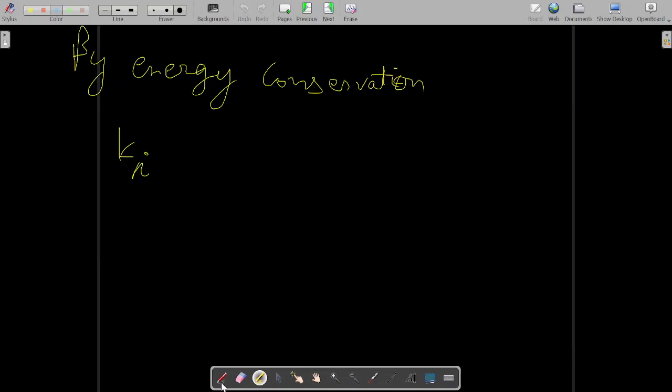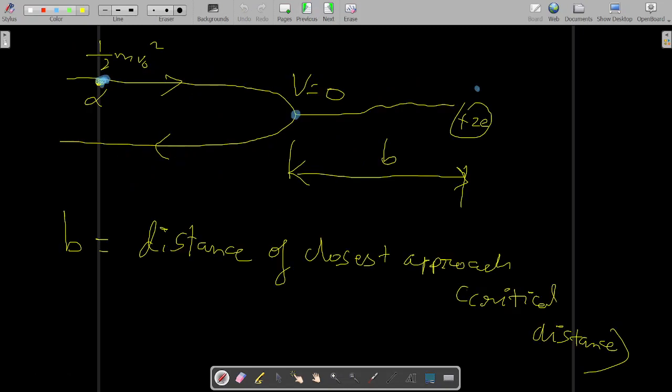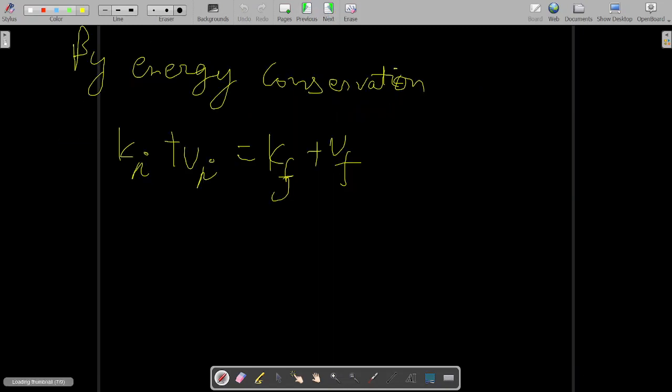I had already told this in the collision chapter, that physical contact is not necessary in order to undergo collision. So the kinetic energy and potential energy summed together before collision is equal to the kinetic energy plus potential energy summed together after collision, because we are considering an elastic collision over here. So half m v naught square will be the initial kinetic energy.